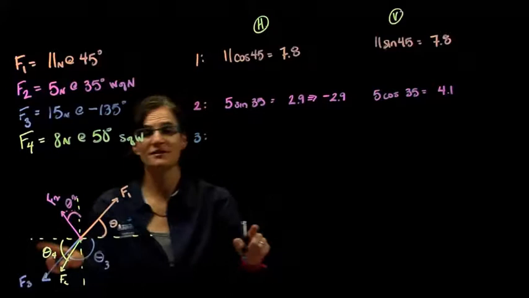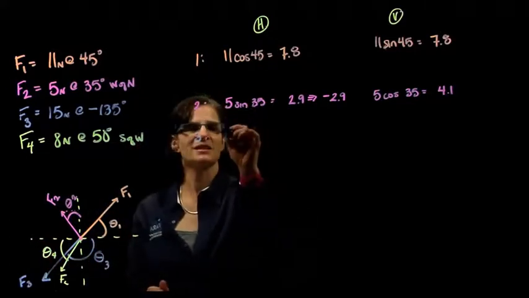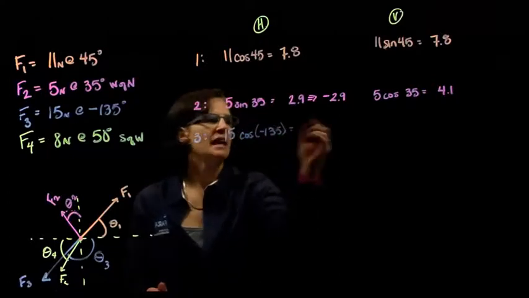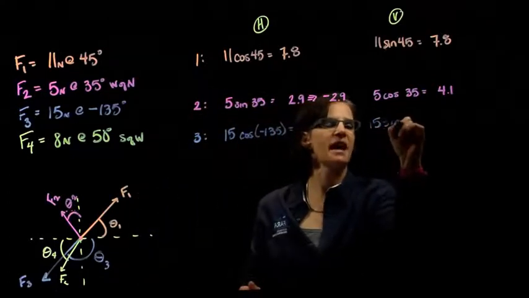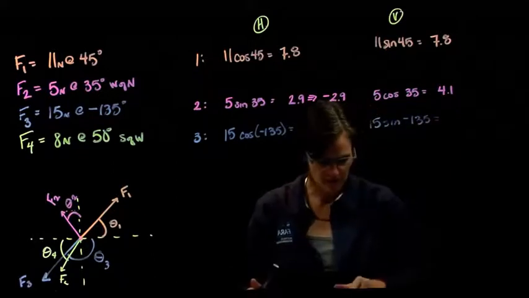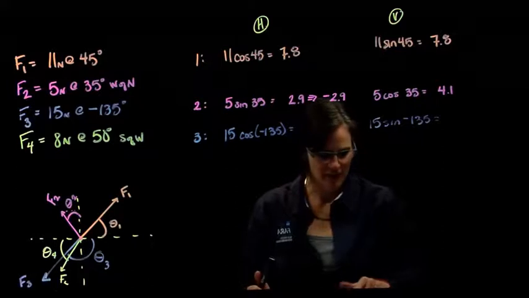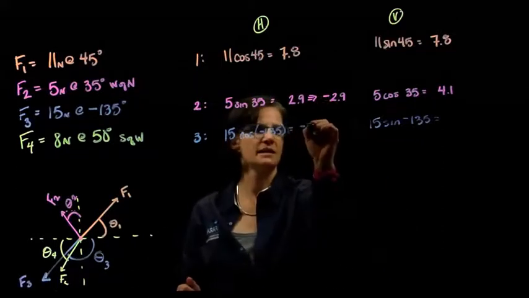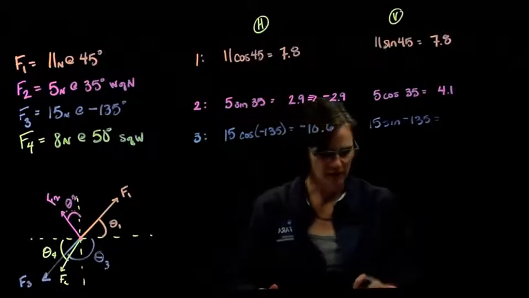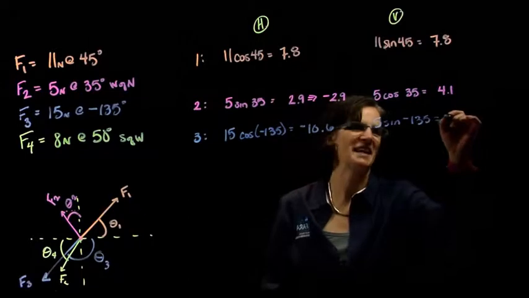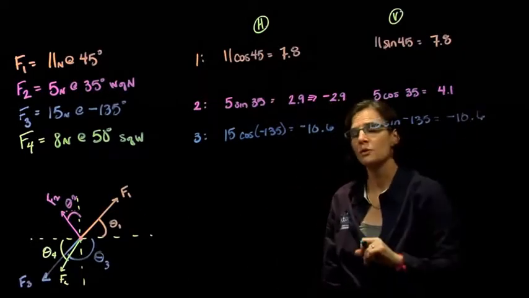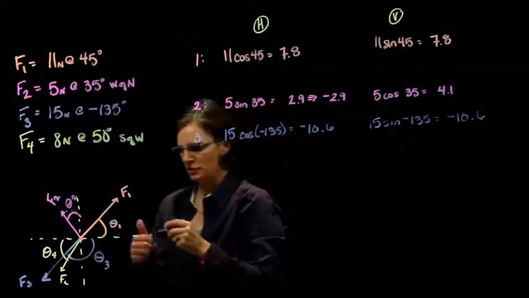Force number 3 is given with respect to the positive x-axis. So I have 15 times the cosine of negative 135 and 15 times the sine of negative 135. So 15 cosine of negative 135 is equal to negative 10.6. And 15 times the sine of negative 135 is also negative 10.6. Should have been able to do that one in my head. All right. So both are negative. I'm in quadrant 3. Both should be negative.